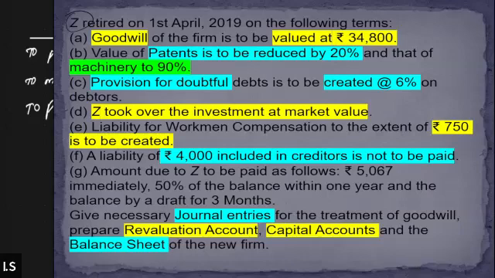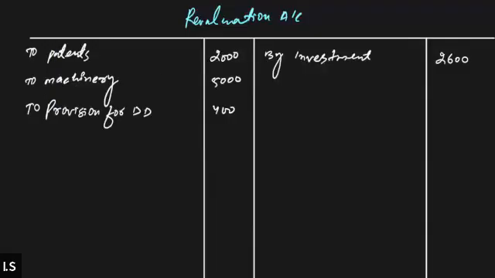Next adjustment in the question says a liability of rupees 4,000 included in the creditors is not to be paid. Now this is important. 4,000 liability is not to be paid. So there was one creditor of rupees 4,000. Now we are not required to pay 4,000 to such creditor. That means this is obviously a gain for the firm. So hence it should be recorded on which side of the revaluation account? Tell me, debit side or the credit side?